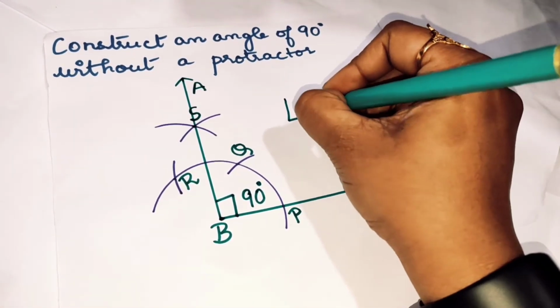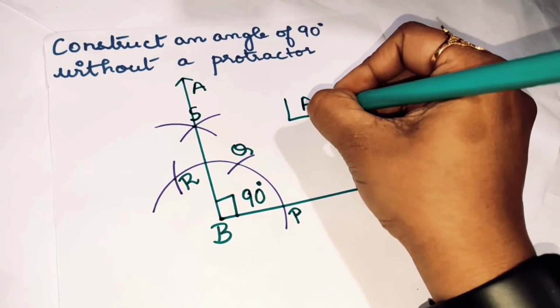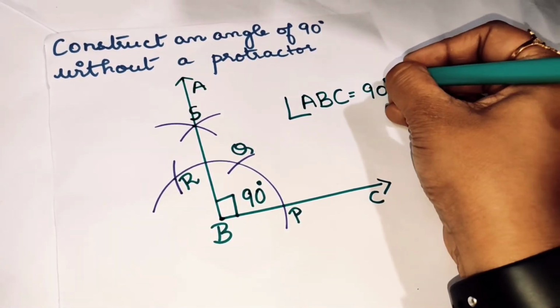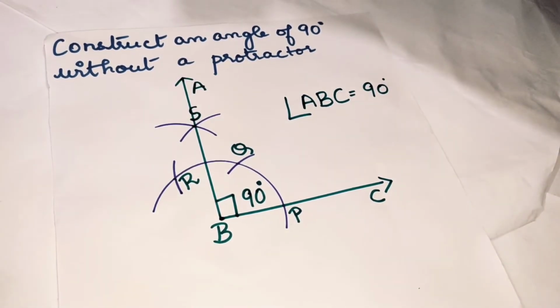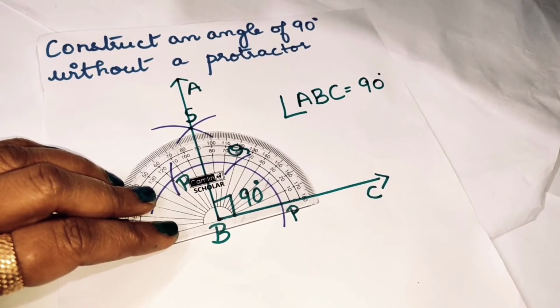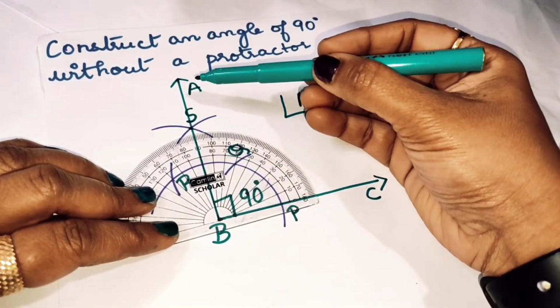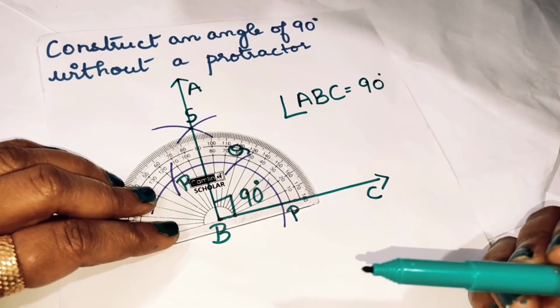Hence, this is the method to construct an angle of 90 degrees without a protractor. Let us check using a protractor. We can see that angle ABC is 90 degrees.